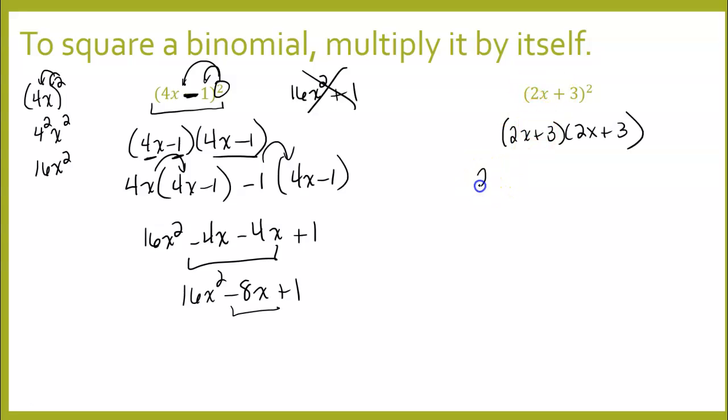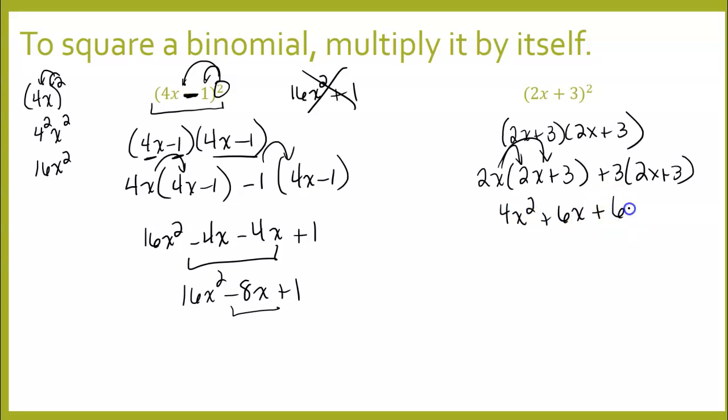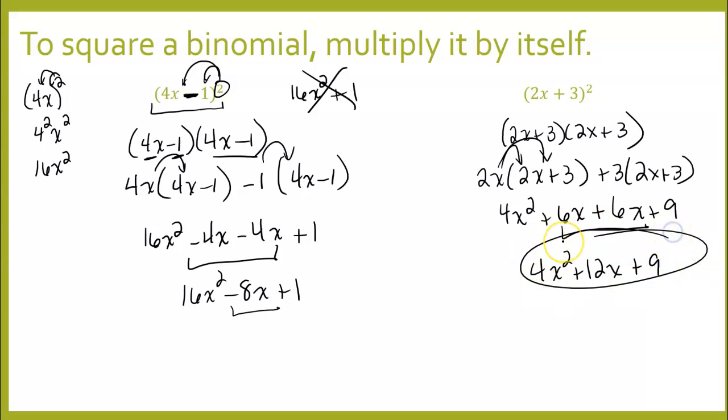You should have used your distributive property to do 2x times 2x plus 3 plus 3 times 2x plus 3. We distribute the 2x, so it's 4x squared plus 6x. The 3 times the 2x is plus 6x, and 3 times 3 is 9. This becomes 4x squared plus 12x plus 9, and that's our solution. There's no more like terms, there's no equal sign, so we're done there.